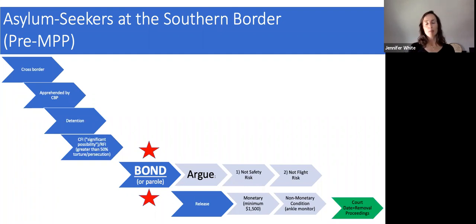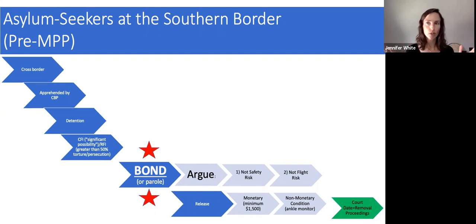So what tends to happen is that the client crosses the border and is apprehended by CBP, Customs and Border Protection. And if they express a fear of return home, like they're being persecuted, they fear torture, etc., then they're entitled to what's called a threshold interview to determine if they can gain entry into the United States. Now, they're detained during this period of time, but like I said, if they express a fear of return, they're entitled to an interview to assess whether or not they can come into the country and apply for a form of relief.